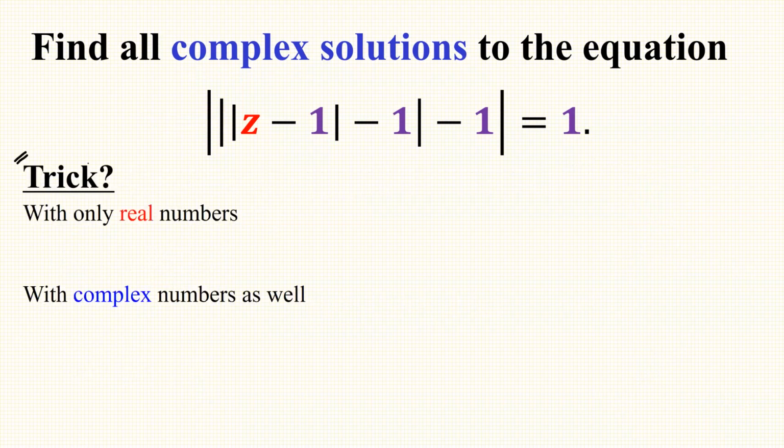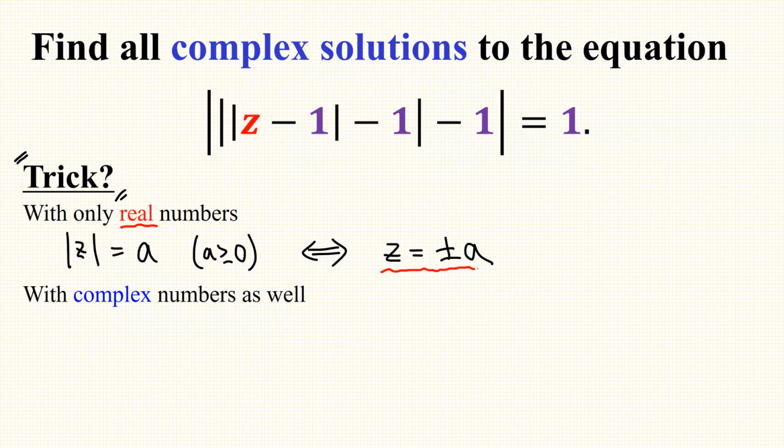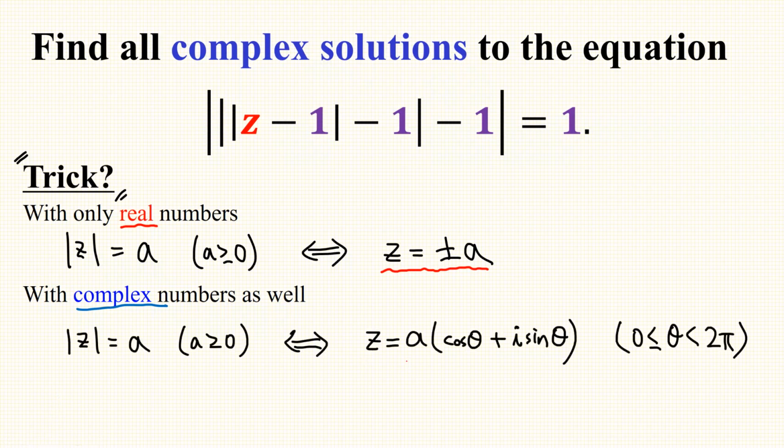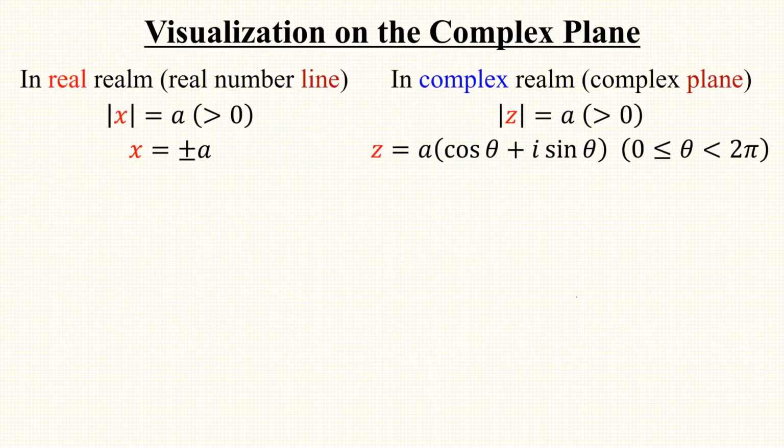Here, let us think about the trick to solve the given equation. For that, let us think about the simpler case, the absolute value of z equals a. With only real numbers, this simply means that z equals a or minus a. But with complex numbers, the trick becomes like this. The absolute value of z being a is equivalent to z being a times (cosine theta plus i sine theta), where this theta is from 0 to 2 pi. Okay, so these are all fairly straightforward, but let us visualize these statements for a deeper understanding.